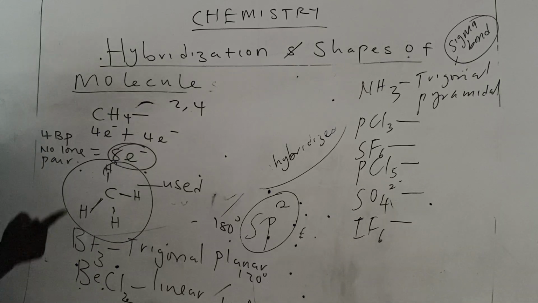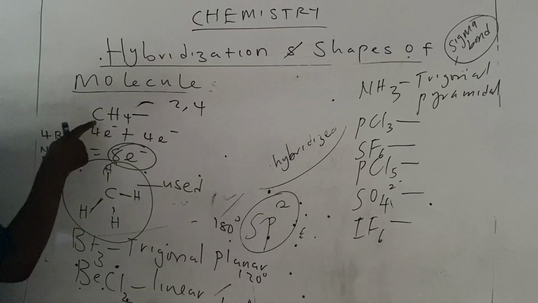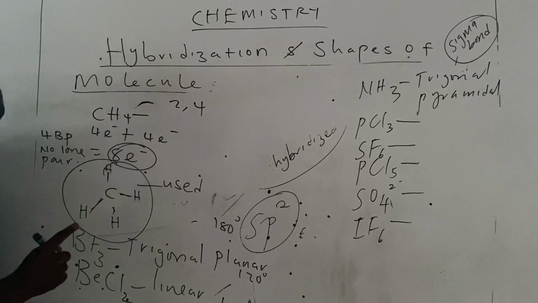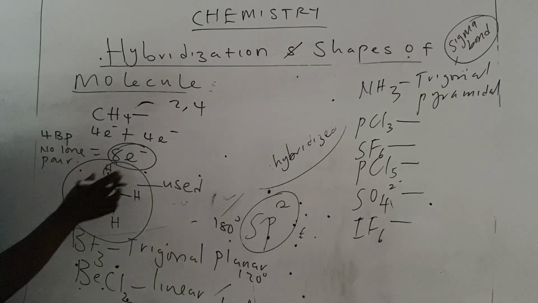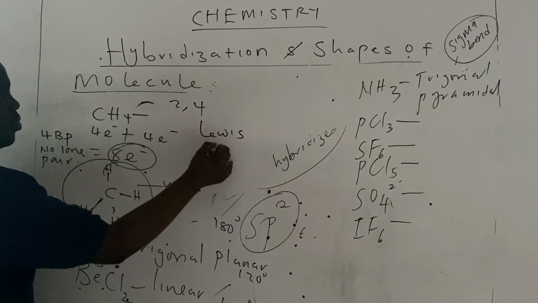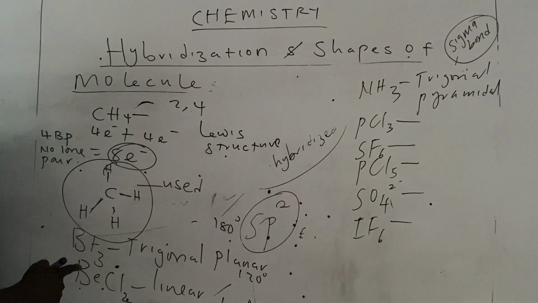How do I know? Because the first thing was to find the total electrons around that central atom. The second thing I did was to draw the Lewis structure, and then look at how the structure will look.